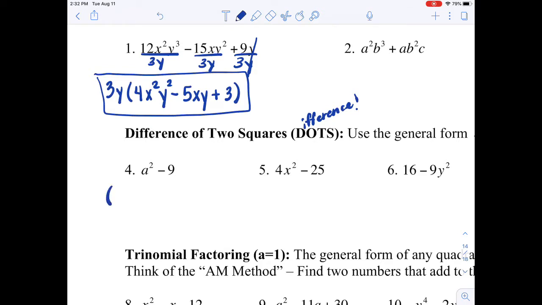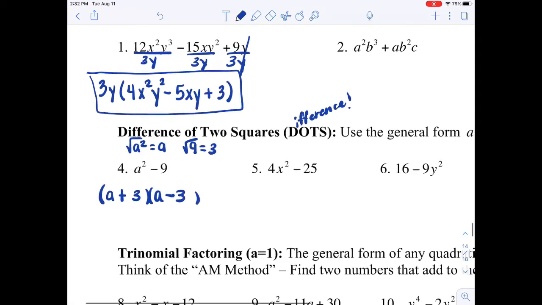You're going to take 2 sets of parentheses, okay? And you can see a squared is a perfect square, 9 is a perfect square, and there's a minus in the middle, difference of 2 squares. One gets a plus, one gets a minus. When you take the square root of the first term, the square root of a squared is just a. That becomes the first term in your 2 parentheses. When you take the square root of your second term, just the 9 by itself, don't worry about the negative, that comes out to be 3. And now that is my factored version.